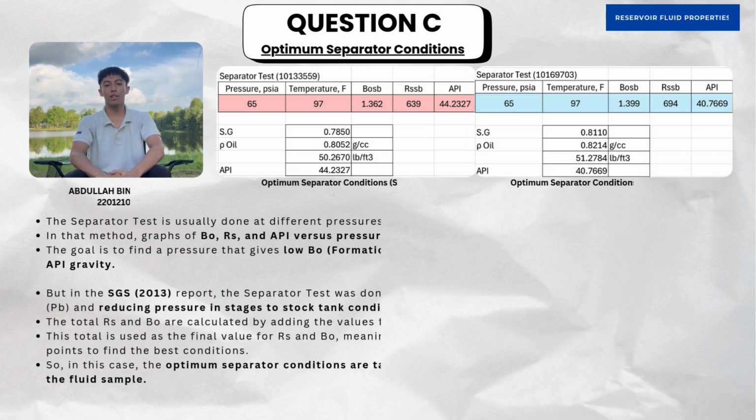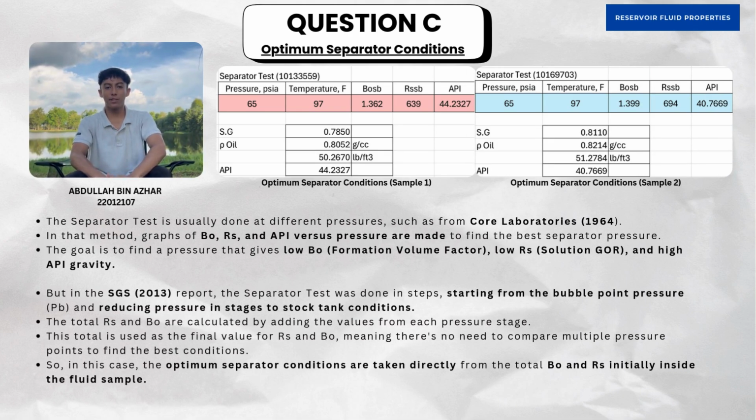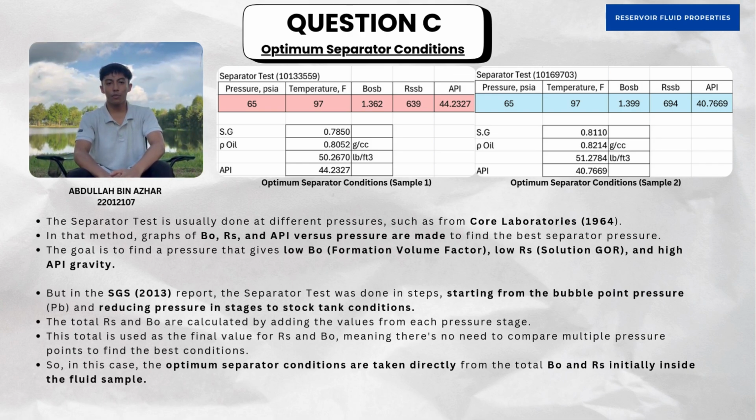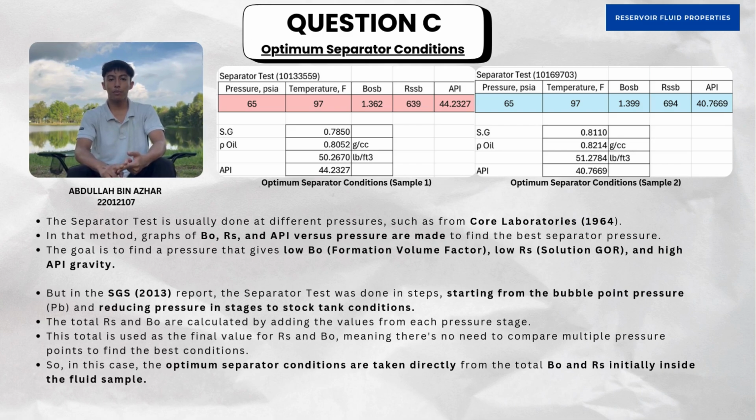Hi, my name is Abdullah bin Azhar. Today I will be telling you about the separator test. The separator test is usually done at different pressures, such as from Core Laboratories in 1964. In this method, the graphs of BO, RS, and API have to be made against pressure to find the best separator pressure. The goal is to find the pressure that gives low BO, low RS, and also high API gravity.